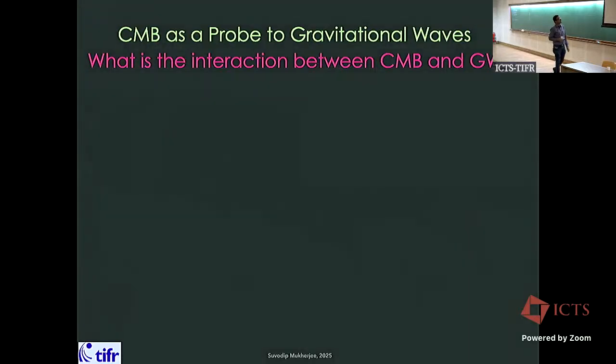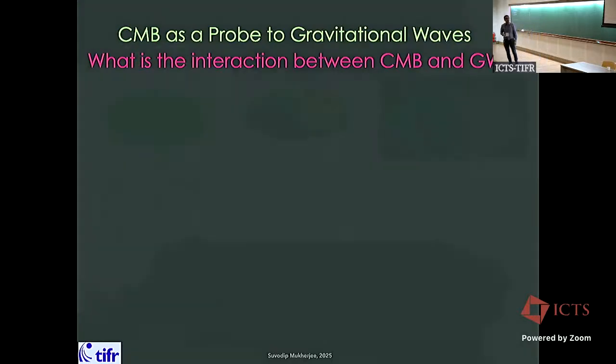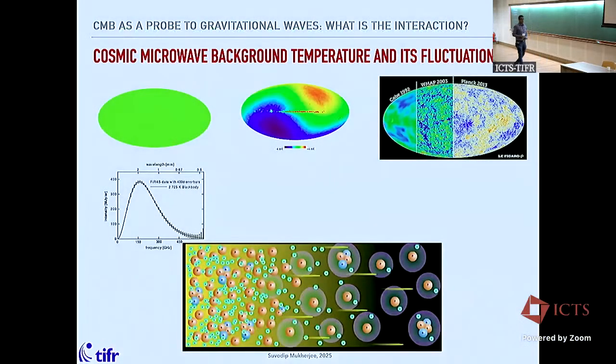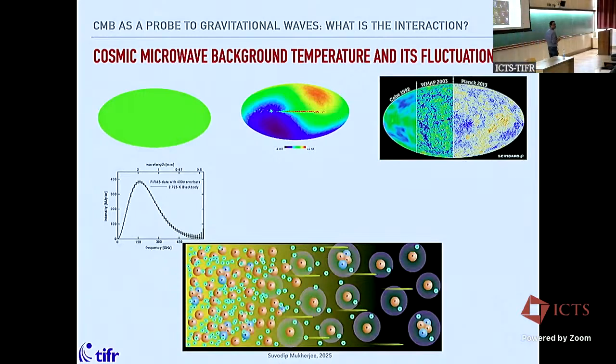So the first part: CMB as a probe for gravitational waves. What is the interaction between CMB and the gravitational wave background? How many of you have done some sort of course that studied CMB? Or how many of you have not studied CMB? Feel free to raise your hand. Good, thank you. So CMB is one of the oldest lights of the universe we see.